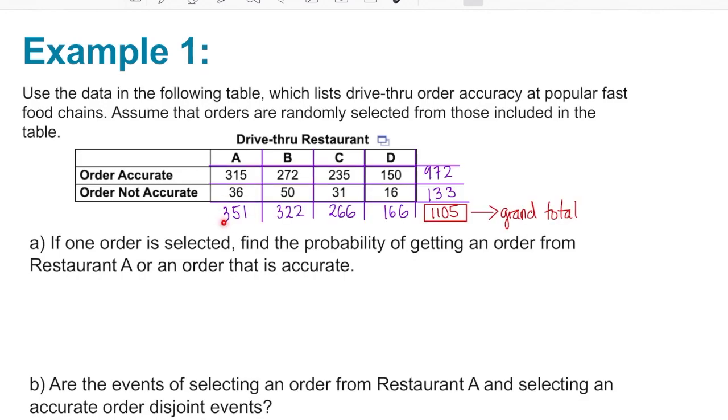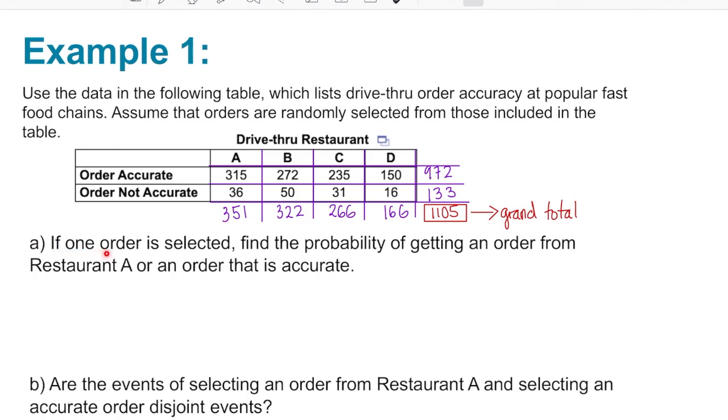There are a total of 351 orders from restaurant A, total of 322 orders from restaurant B, 266 orders from C, and 166 orders from D. There are total of 972 orders that are accurate, 133 orders that are not accurate. The grand total is 1,105, which is your sample size as well.